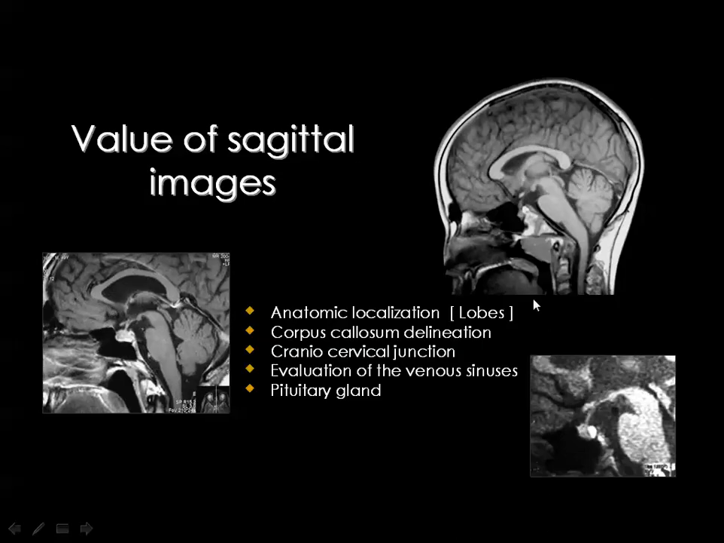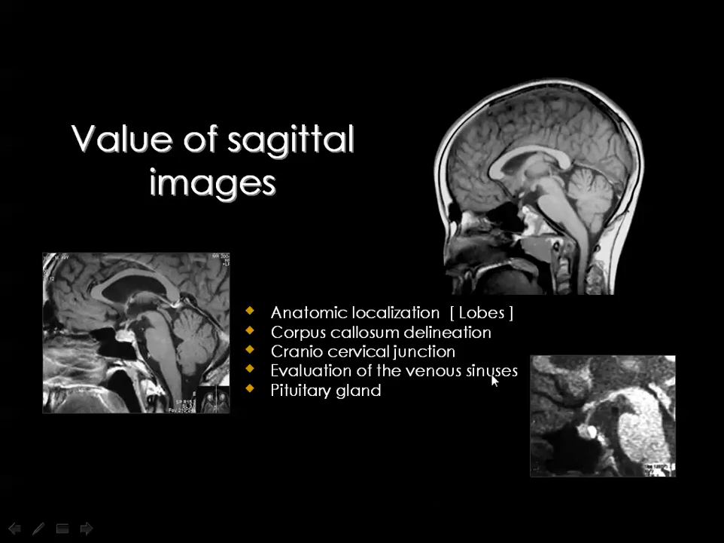Then the craniocervical junction in this particular area, assessing abnormalities going from up down or from down up, and we'll discuss in details the Chiari malformations and many lesions that can be located at the foramen magnum. It is very easy to detect the superior and inferior extensions of these lesions in the sagittal images.